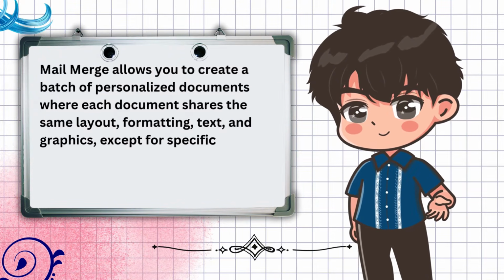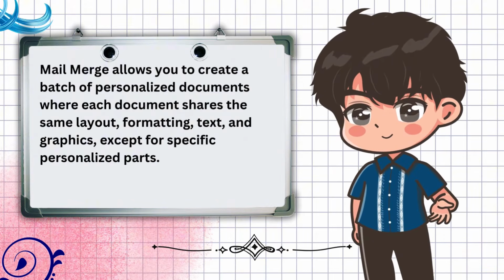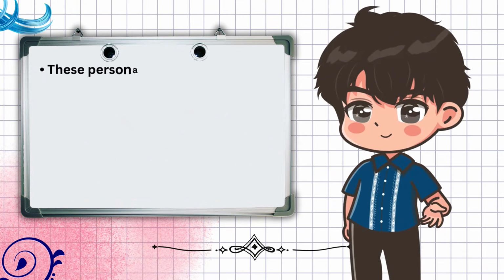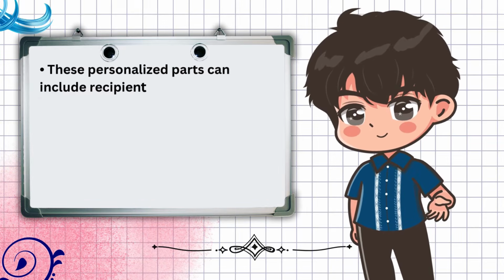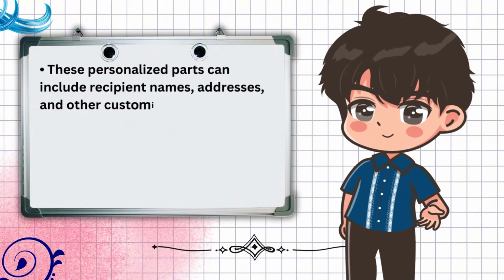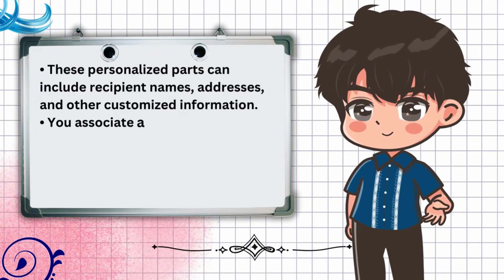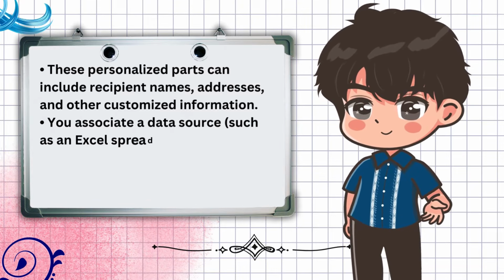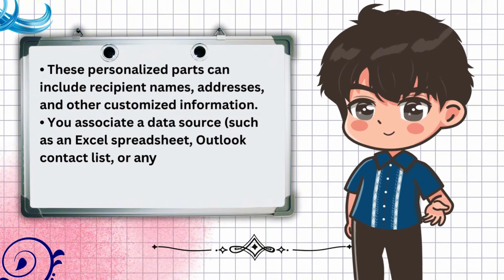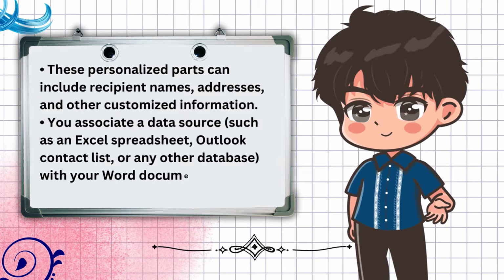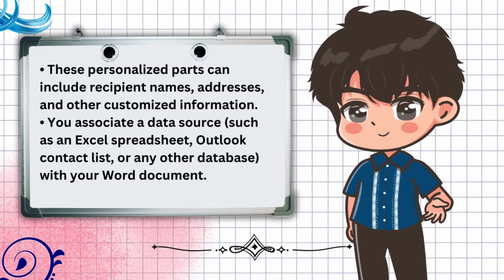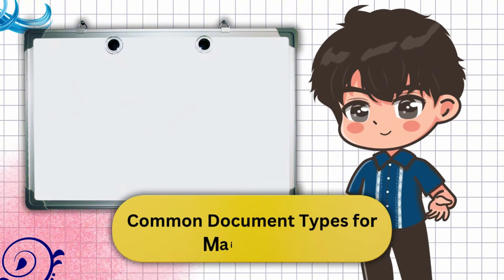Mail Merge allows you to create a batch of personalized documents where each document shares the same layout, formatting, text, and graphics, except for specific personalized parts. First, these personalized parts can include recipient names, addresses, and other customized information. Second, you associate a data source, such as an Excel spreadsheet, Outlook contact list, or any other database, with your Word document.